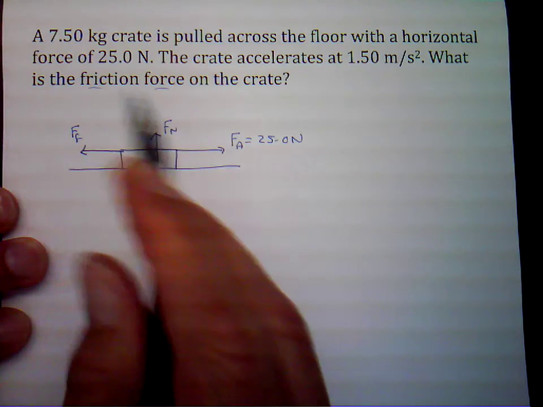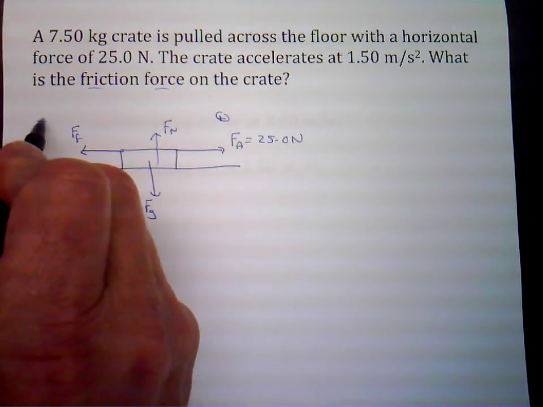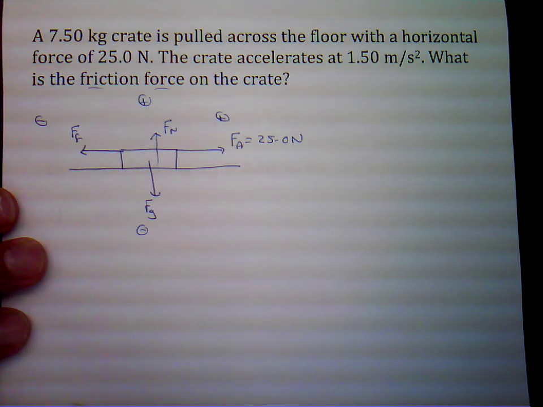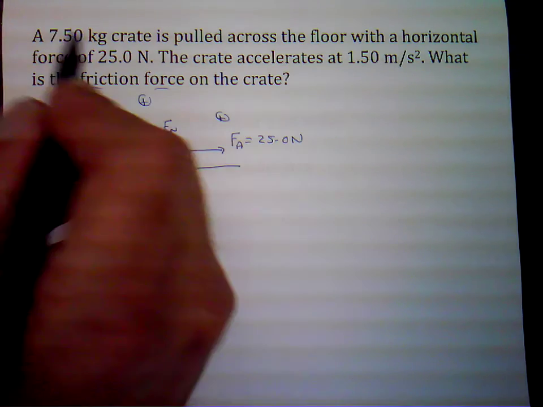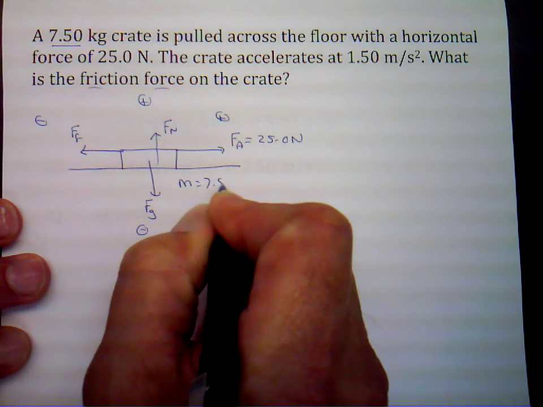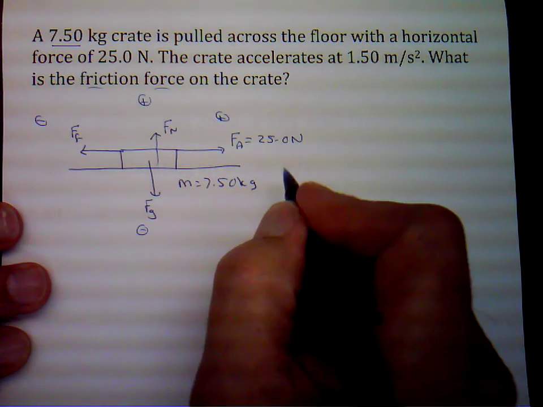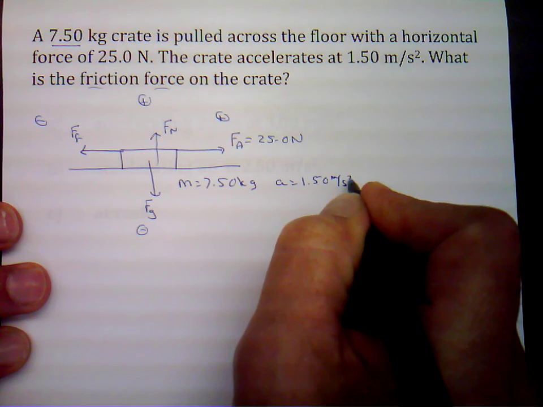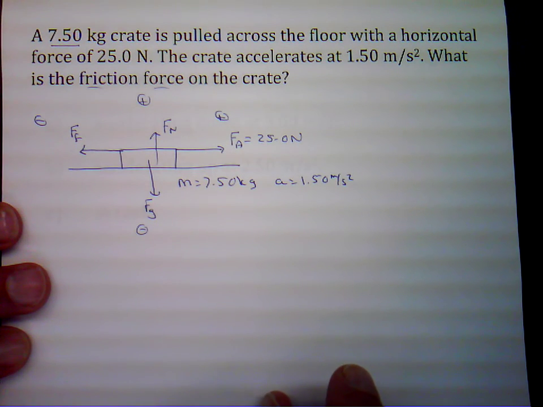Since we have forces that are acting in different directions, we identify to the right is positive, to the left is negative, up is positive, and down is negative. Always identify the direction of the forces in your diagram. Other information that we have, we know that the mass of the crate is 7.50 kilograms, and we know that the acceleration is 1.50 meters per second squared. That's positive, so it's in the positive direction or to the right.